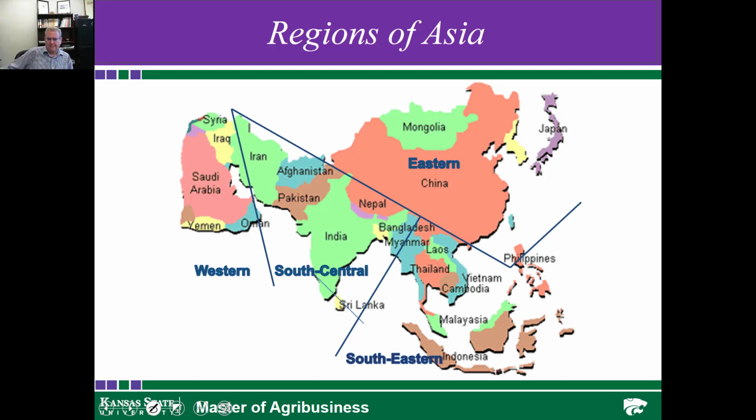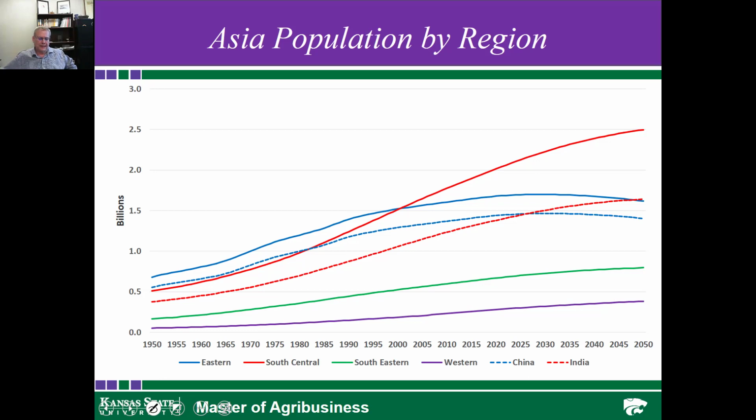And so again, looking at this, you can kind of see the western region of Asia, the south central region of Asia, the southeastern region of Asia, and then the eastern region of Asia. And so this gives a little bit of a picture of where we are. And the reason we're breaking down Asia is simply that it is so dominant with regards to the population.